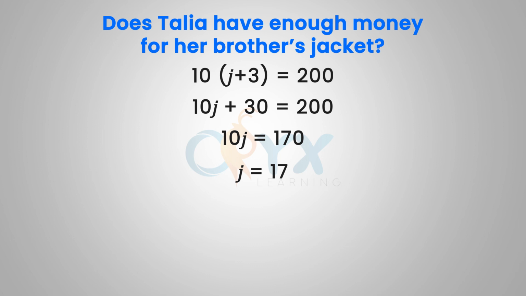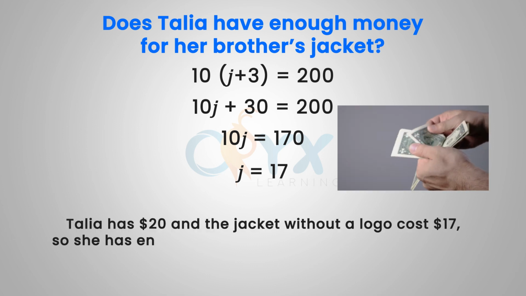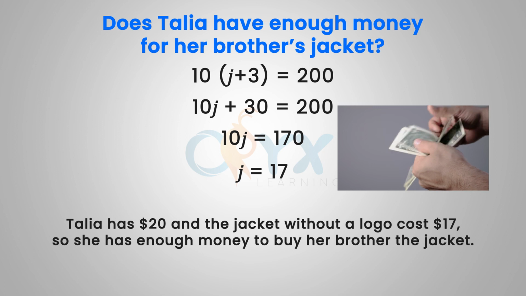So if a jacket costs $17 and Talia has $20, then she will be able to buy the jacket for her brother. She has enough money.